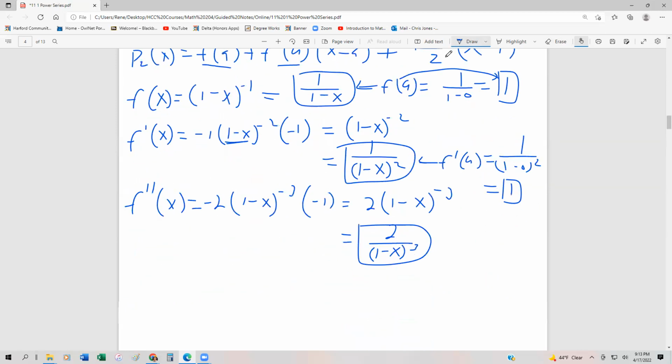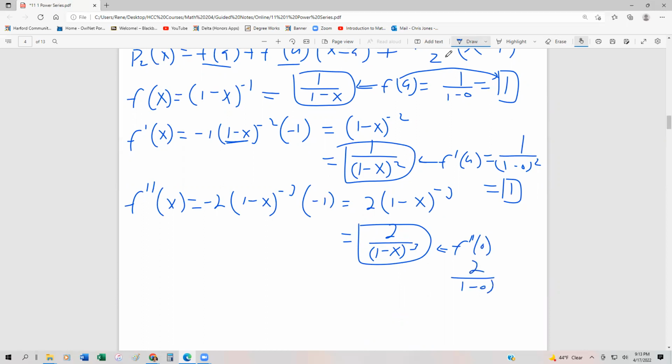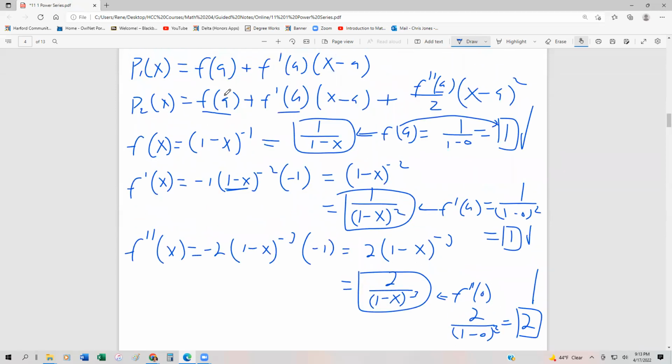And then finally, over here, if we substitute 0 back in, f double prime at 0 is going to be 2 over (1 minus 0) cubed, which is going to be 2. All right, so we're going to hold on to these values because these are important for us to be able to find our polynomials. So now let's find P1 and P2.